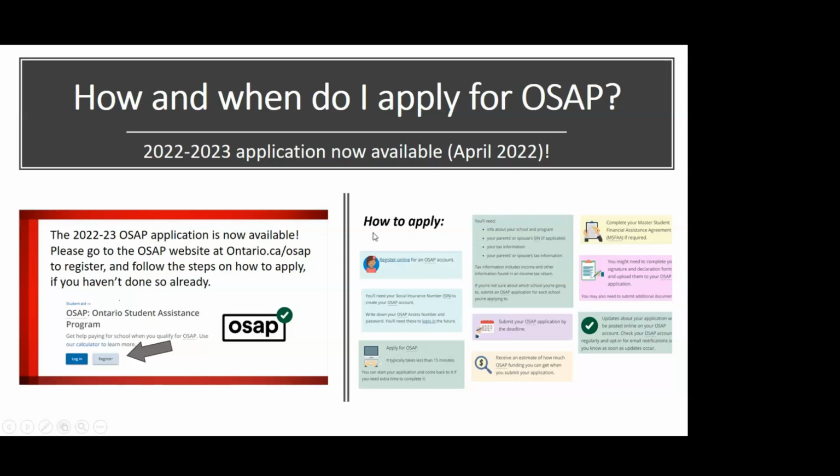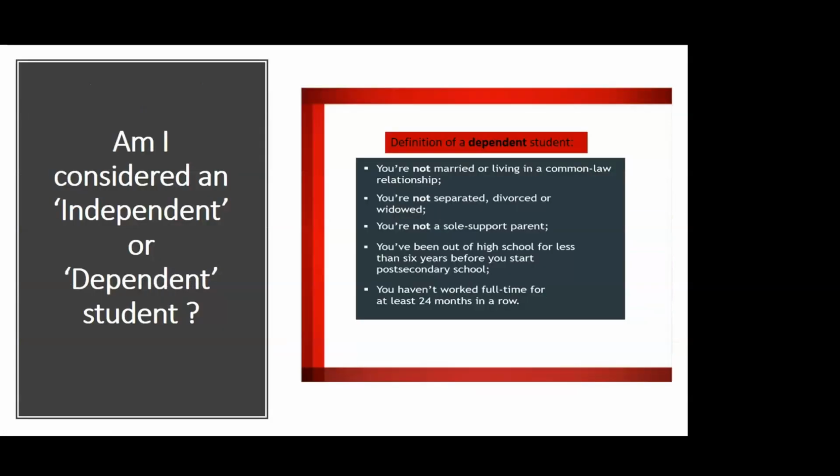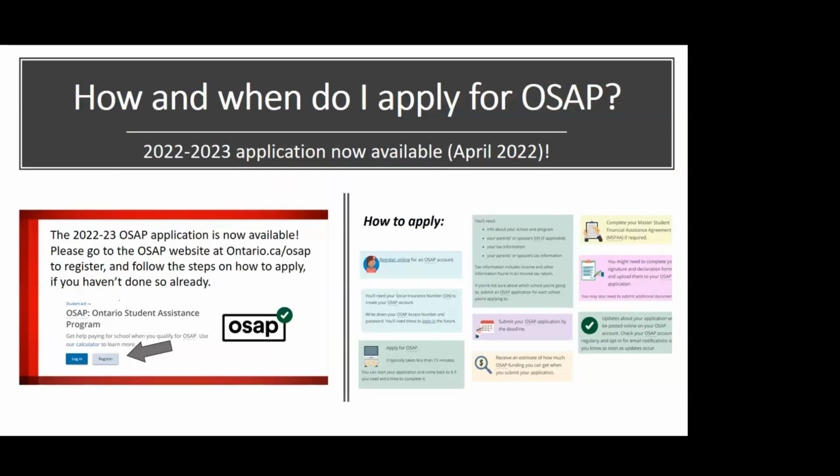So this part here will show you how to apply. You register online. You will need your SIN number and create your OSAP account. You will need to make sure you have a pen and paper because you will get your OSAP access number. That is important to keep somewhere safe, and a password.